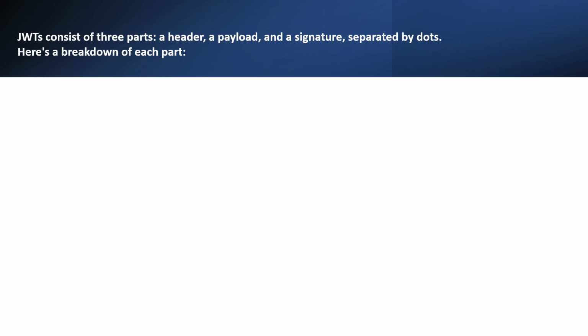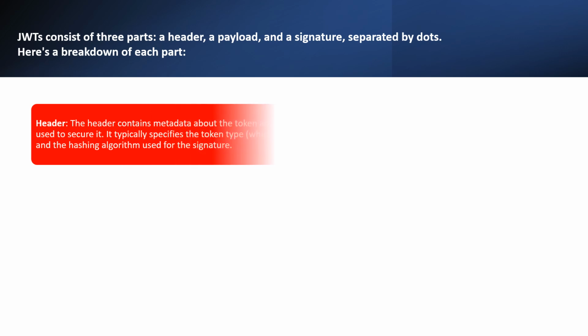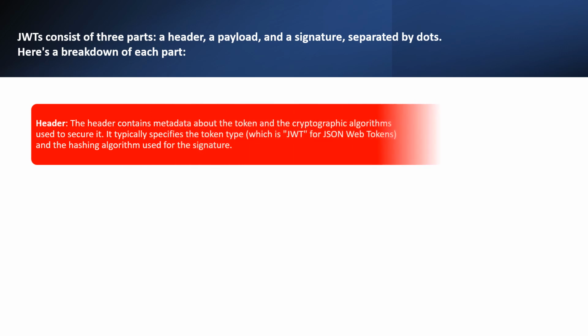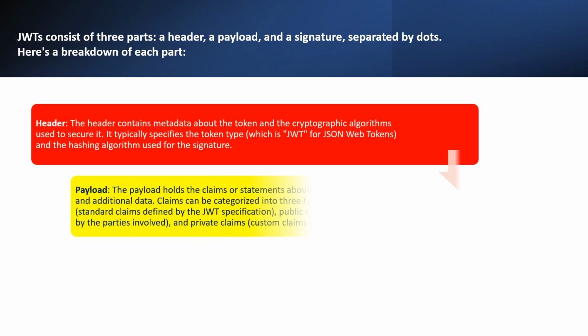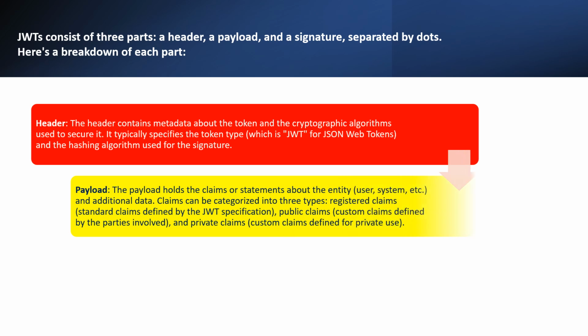A JWT consists of three parts: a header, a payload, and a signature, separated by dots. Here is a breakdown of each part. The header contains metadata about the token and the cryptographic algorithm used to secure it. It typically specifies the token type and the hashing algorithm used for the signature. The payload holds the claims or statements about the entity, for example a user or the system, and some additional data. Claims can be categorized into three types: registered claims, public claims, and private claims.